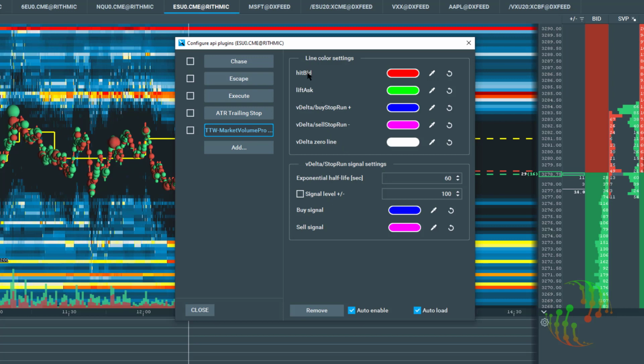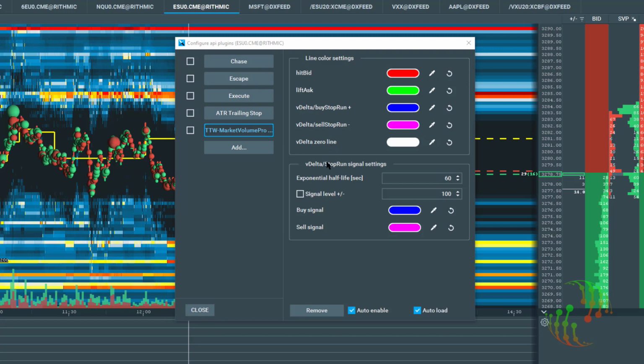Let's start here with the line color settings. Hit bid indicates when sellers sell into bids. Lift ask indicates when buyers lift the offer. vDelta and buy stop run, indicated with its plus sign, indicates increasing buyers over sellers, and in case of stop runs, it indicates buy stop runs. vDelta and sell stop run, indicated by the minus sign, indicates decreasing buyers. That means increasing sellers are hitting the bids, and in case of stop runs, it indicates sell stop runs. The zero line is there for better visualization of buying and selling.